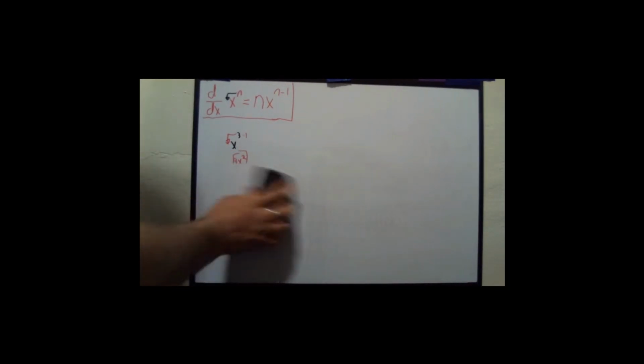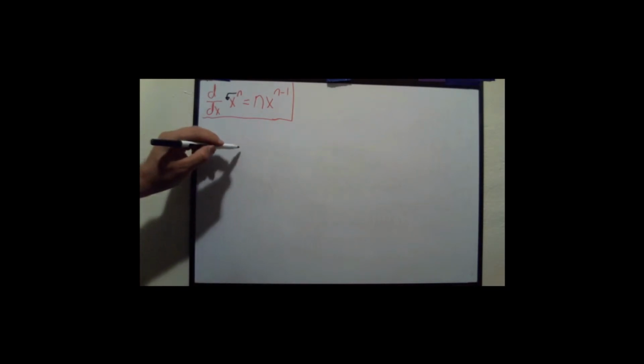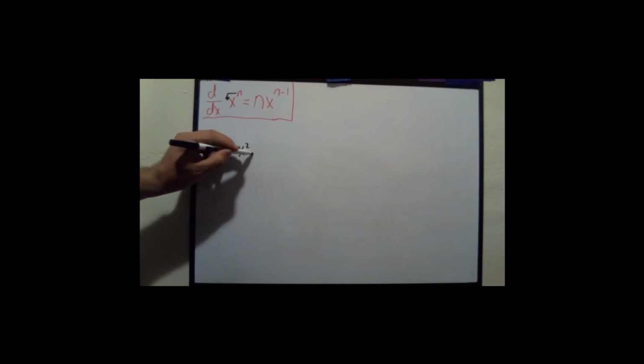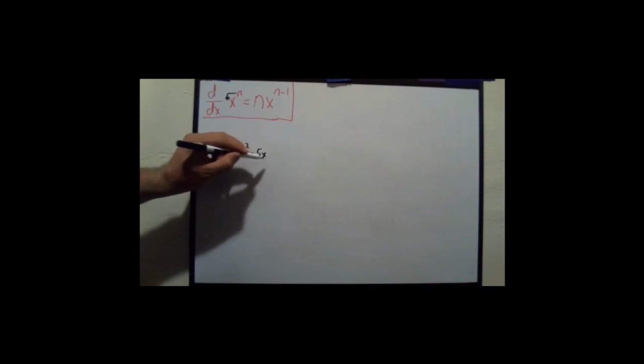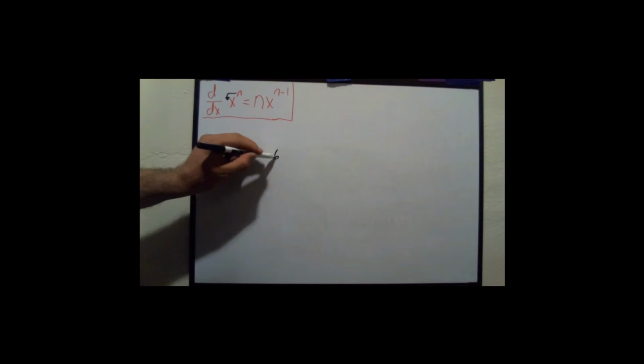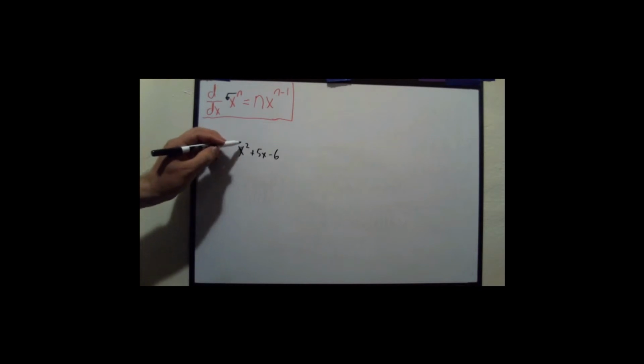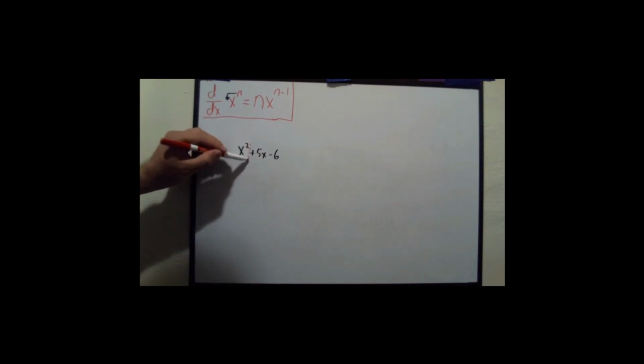How about a polynomial with multiple terms? If we have a polynomial with multiple terms, let's do the same problem that I used in the definition of a derivative example. That's going to be x squared plus 5x minus 6. We apply the power rule to the individual terms. So for our first term, we'll just look at x squared. I'll outline that in red.